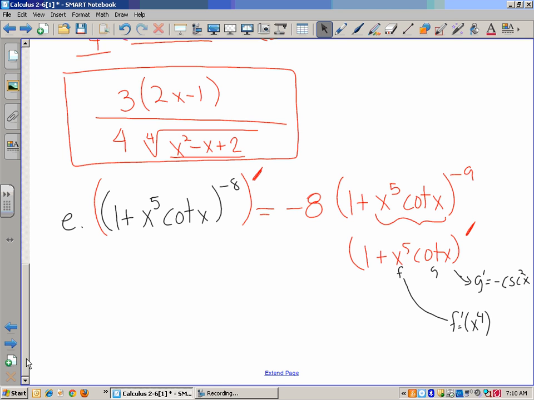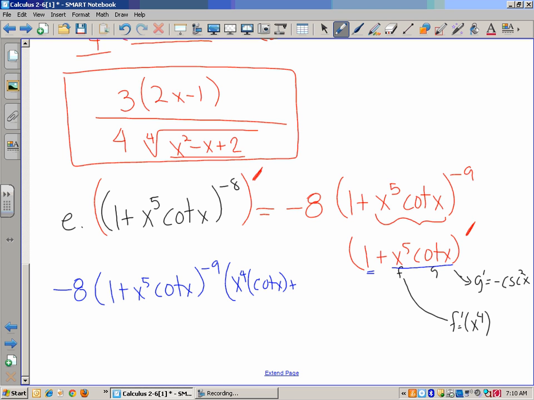So now the first piece stays. So negative 8 times 1 plus x to the 5th cotan x to the negative 9th times. Now the derivative here, the derivative of this is just 0, so we don't even need to worry about it. So now we have the derivative of x to the 5th cotan x. So the derivative of that is f prime times g plus g prime times f.